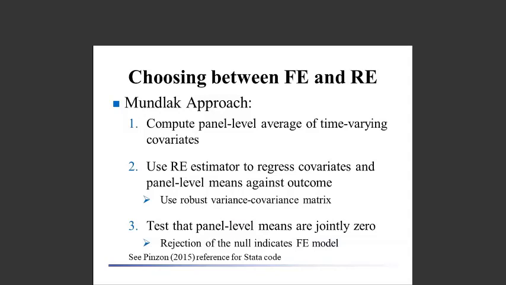Then you would use a random effects estimator to regress covariates and panel level means against the outcome variable. And you would be able, in this case, to use a robust variance covariance matrix that accounts for serial correlation and heteroscedasticity. So taking care of that concern that Jeffrey Wooldridge's Twitter brought up, and then testing whether the panel level means variables are jointly zero. So a rejection of the null here suggests that there's correlation between the time invariant unobservables and your regressors. So the fixed effects assumptions are satisfied.